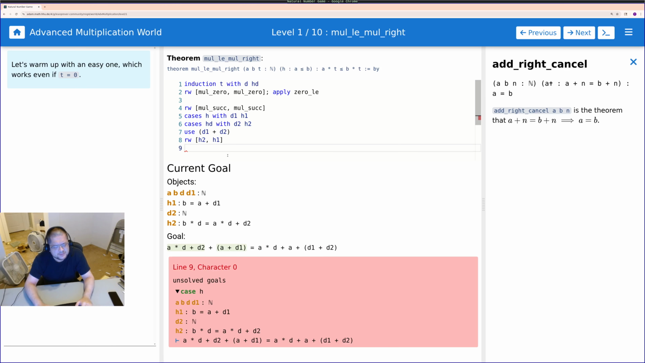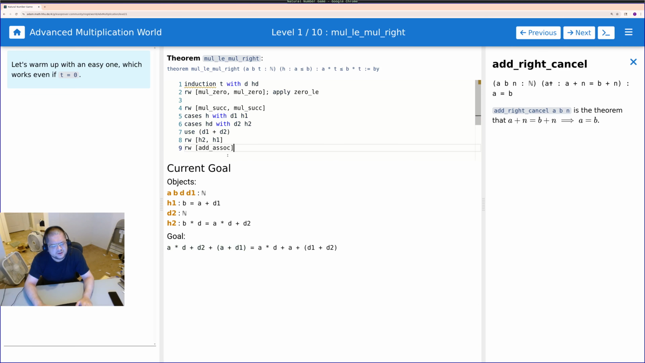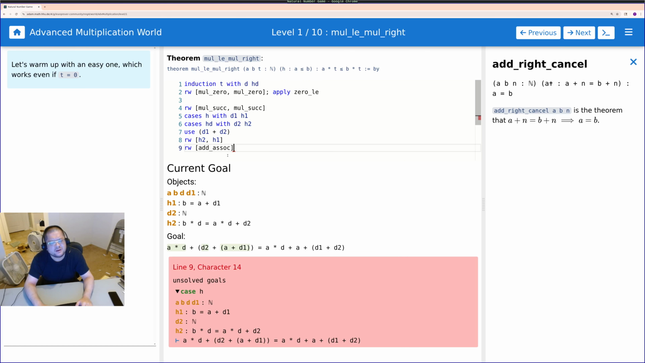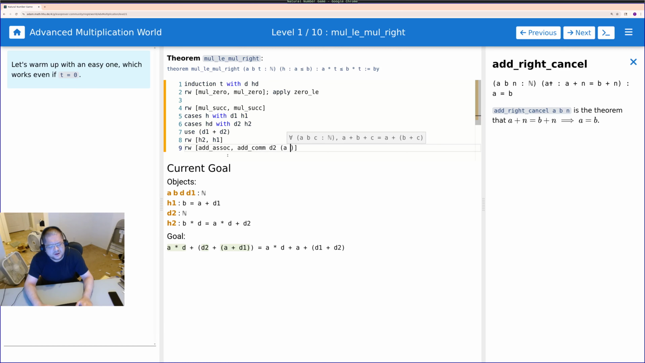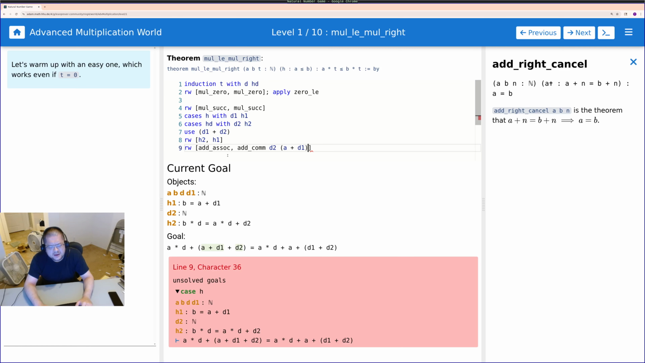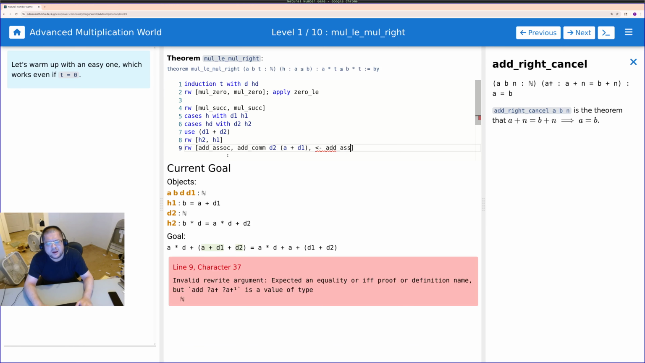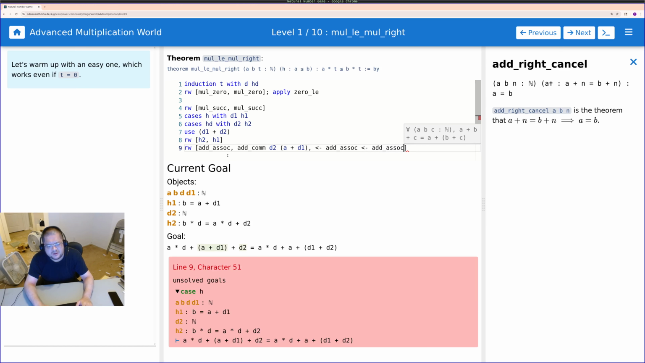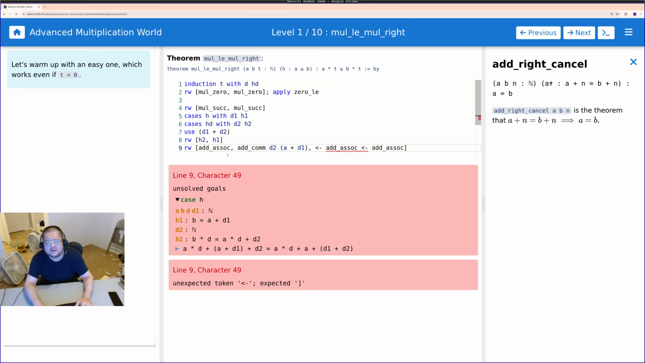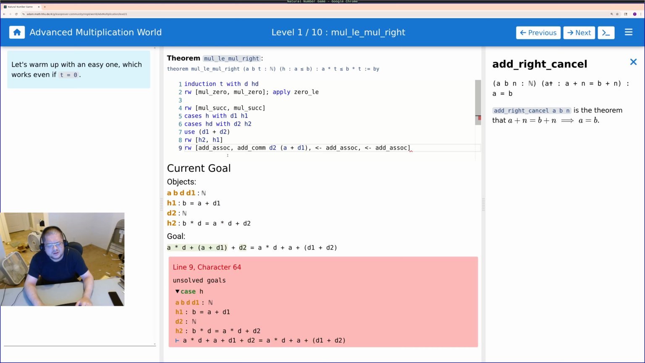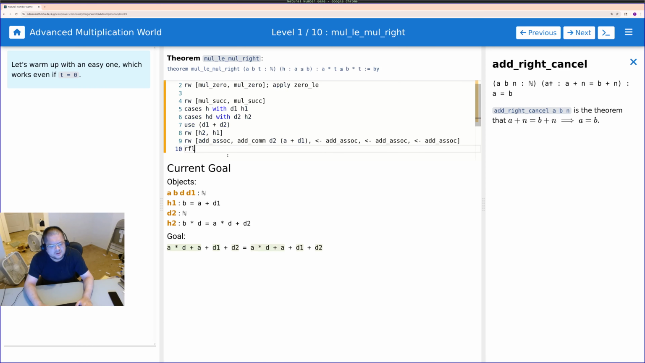So we can do, let's see, rewrite, this is add associative, alright, and then we'll do an add commutative with add commutative with D2 and A plus D1. Now stuff in the right order, so we'll do add associative, and one more. This should result. Great.